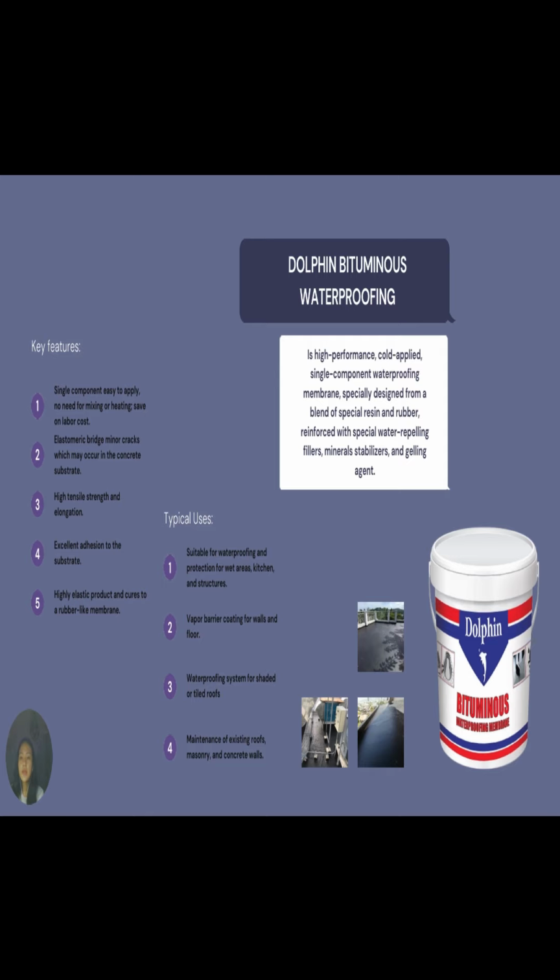The first, the Dolphin Bituminous Waterproofing. It is a high performance, cold applied, single component waterproofing membrane, especially designed from a blend of special resin and rubber. It is also reinforced with special water repelling pillars, mineral stabilizers, and chilling agent. One of its key features is it is easy to apply, no need for mixing or heating. It also saves on labor cost as well. It can be used as waterproofing and protection for wet areas such as kitchen, bathroom, and etc. Vapor barrier coating for walls and floor, waterproofing system for shaded or tiled roofs, and maintenance of existing roofs, masonry, and concrete walls.